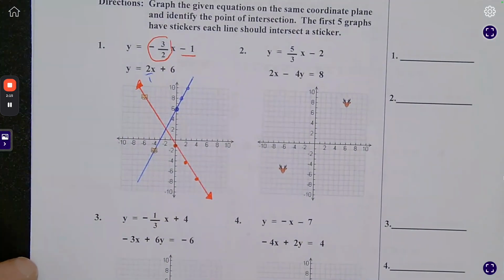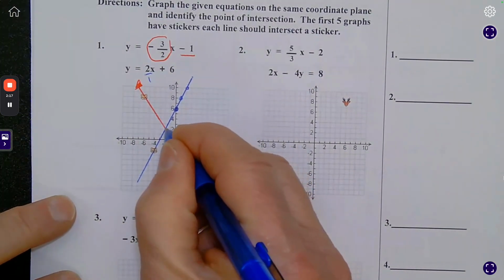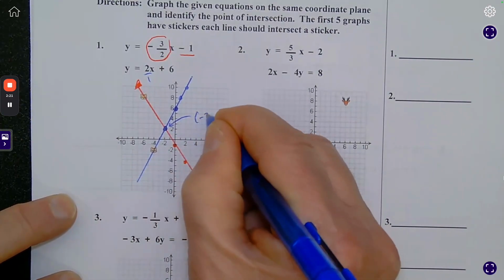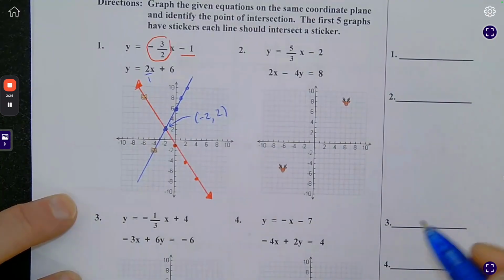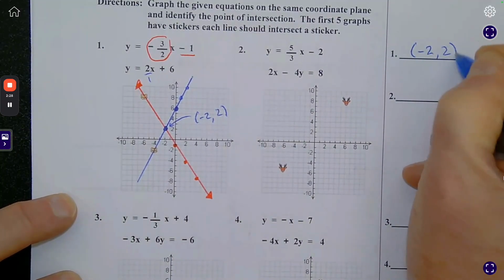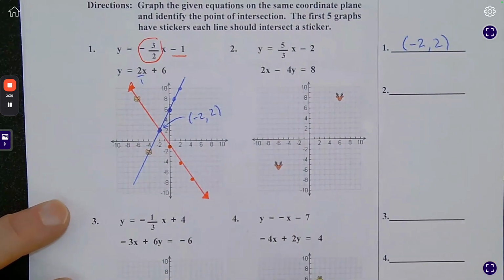Okay, so it looks like we have a point of intersection right there. So that point has an x value of -2 and a y value of 2. So that's it, -2, 2. And you're good to go. Let's try the next one.